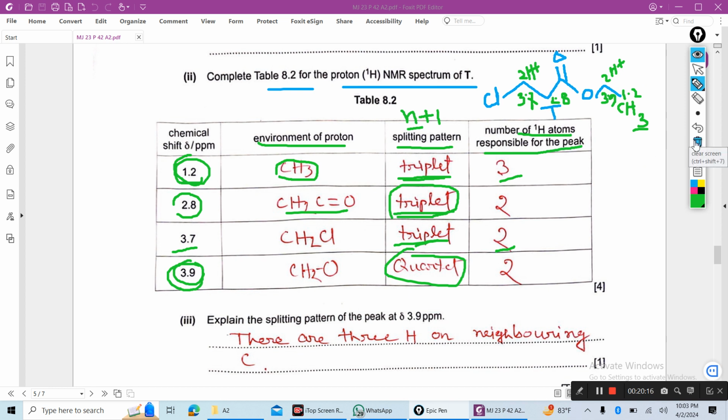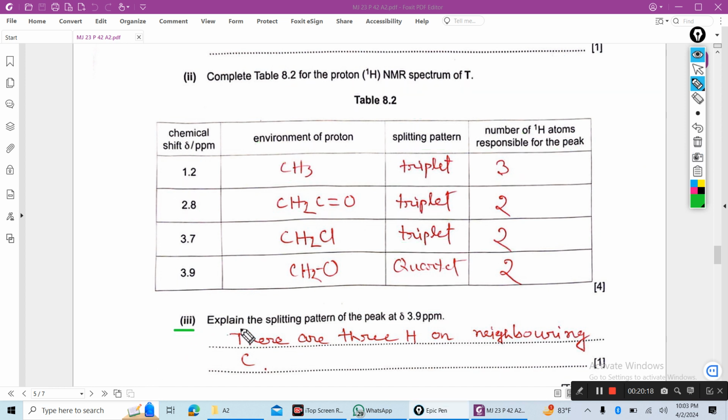Next you are asked to explain the splitting pattern of the peak at 3.9. There are 3 hydrogen on the neighboring carbon. As 3.9 is a quartet, meaning 4 peaks, the neighboring protons are 3, that's why 3 plus 1, n plus 1 rule. So there are 3 hydrogen on the neighboring carbon, or on the adjacent carbon, you can write.